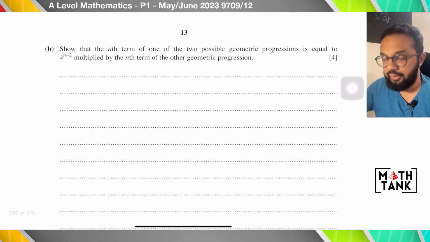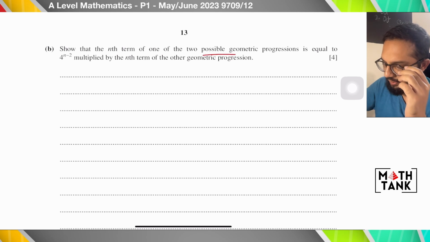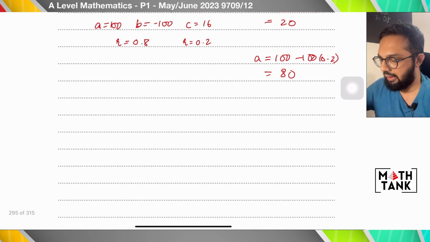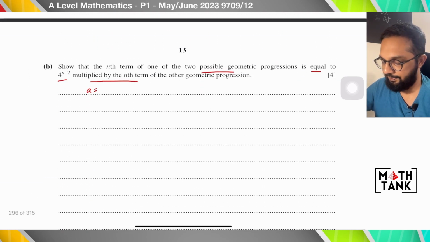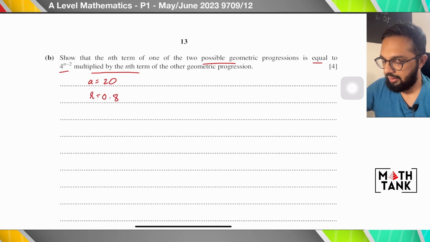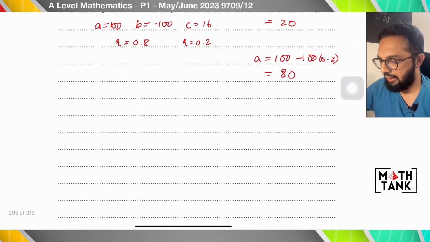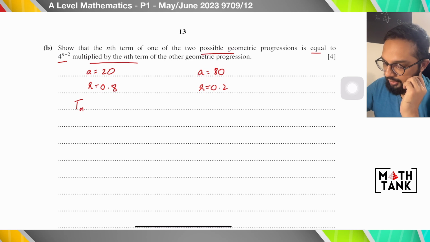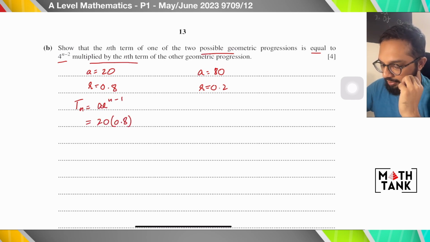Then it says show that the nth term of one of the two possible geometric progressions is equal to 4 power n minus 2 multiplied by the nth term of the other geometric progression. So the one geometric progression had the first term as 20 and r as 0.8, and the other has the first term as 80 and r as 0.2. So term number n is ar^(n-1). So I'm going to write 20 times 0.8 power n minus 1.